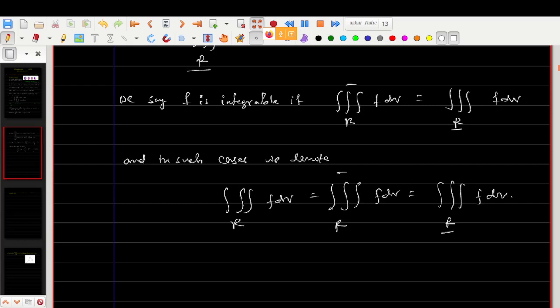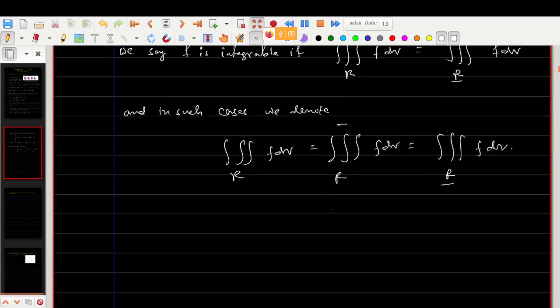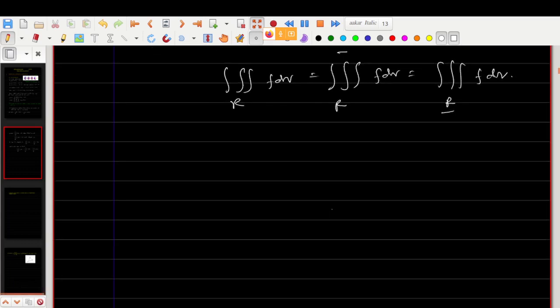Right? So this is the case when we consider the given region is a parallelepiped.